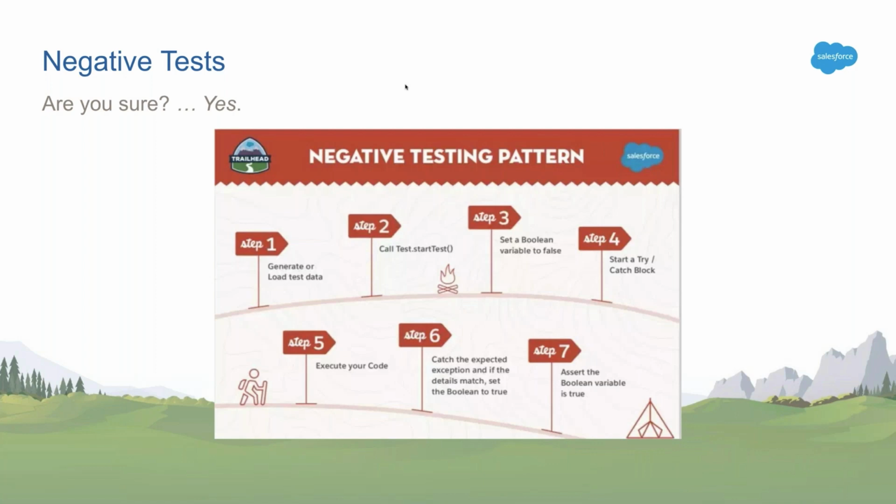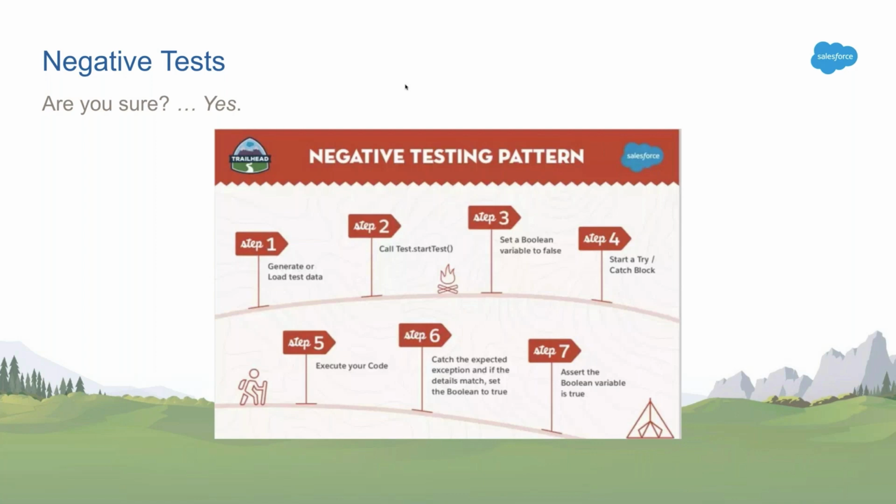When we write negative tests, we're actually testing that when we give it bad data, we do get the exception we're expecting back and that our program continues on instead of dying. The way we do this is similar to writing a positive unit test, except that we're going to put in a try-catch block here. And you'll see this when we get into the actual code, but the pattern works very similarly.